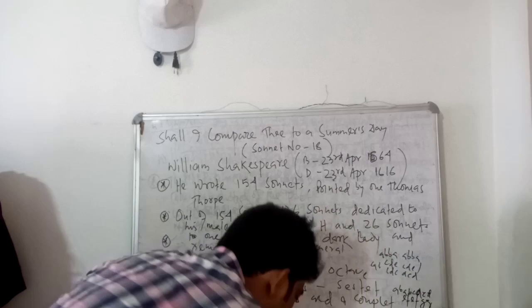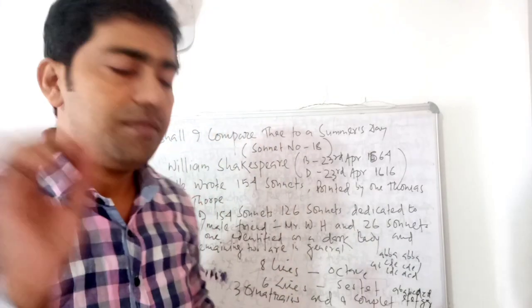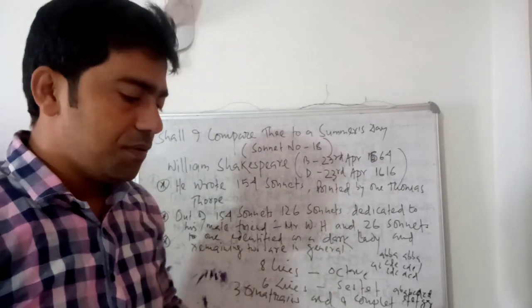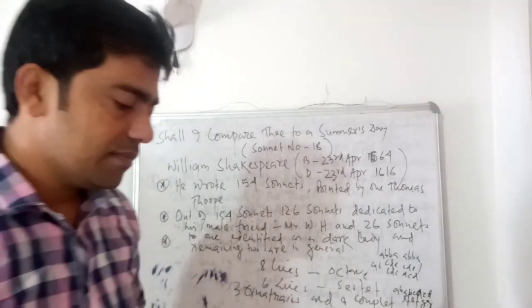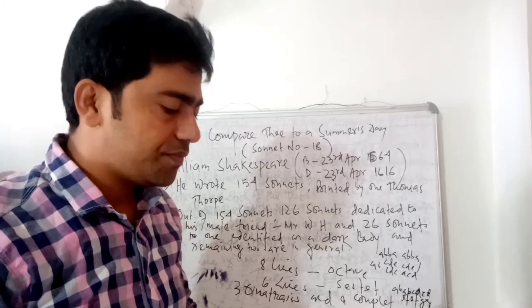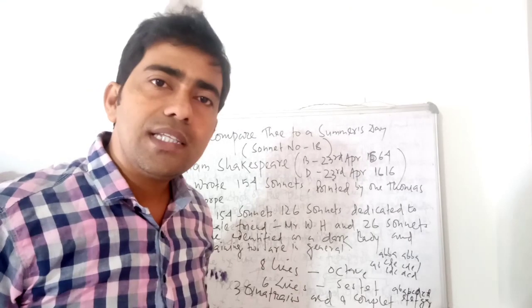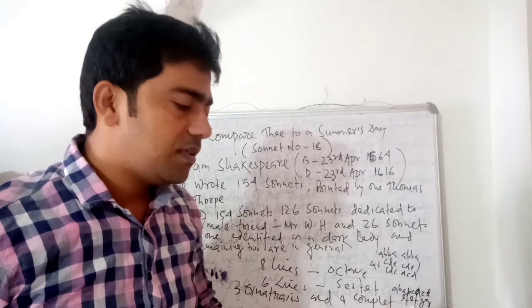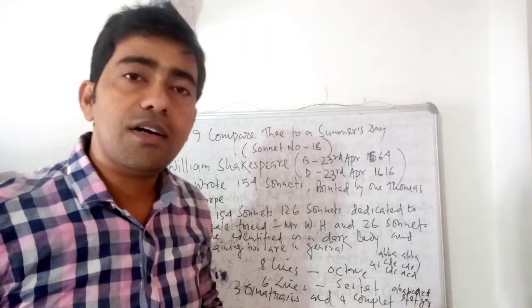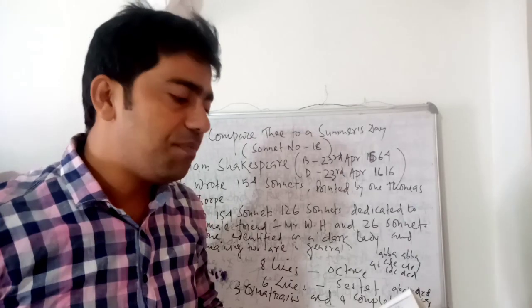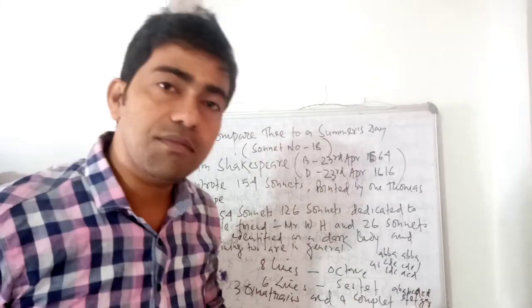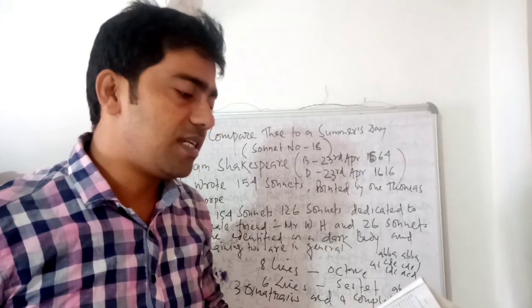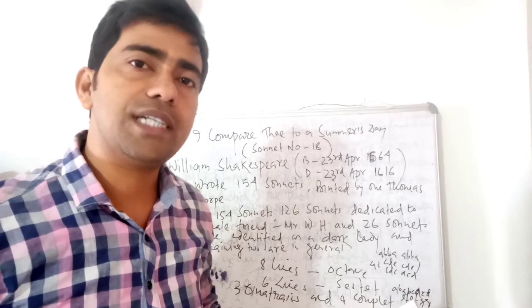So now we will discuss the poem in a very shortened way. Let's start the poem. Shall I compare thee to a summer's day? Thou art more lovely and more temperate. Rough winds do shake the darling buds of May, and summer's lease hath all too short a date.